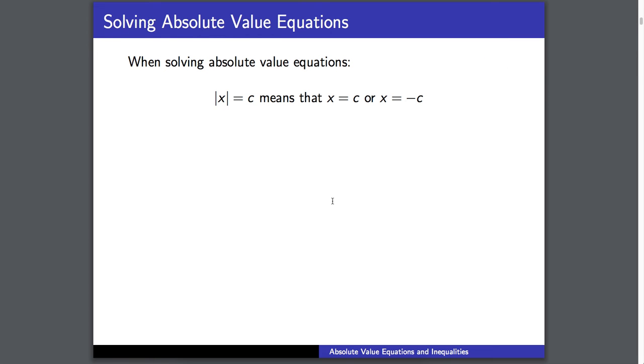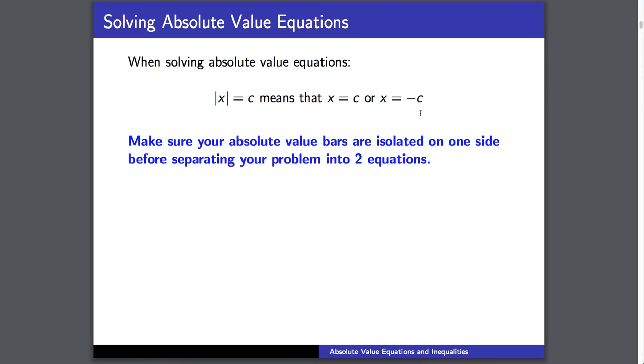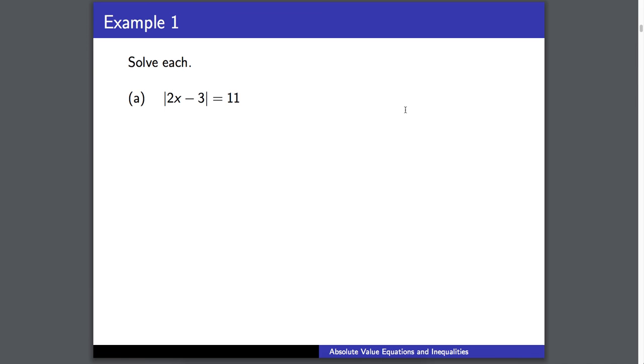So in solving absolute value equations, we want to get our absolute value bars by themselves if we have to. And something like the absolute value of x equals c means that x could equal c, or x could equal the opposite of that, negative c. So for instance, the absolute value of x equals 2 means x could equal 2, or x could equal negative 2, the opposite of that. So make sure again that your absolute value bars are isolated on one side before you separate them into two separate equations.